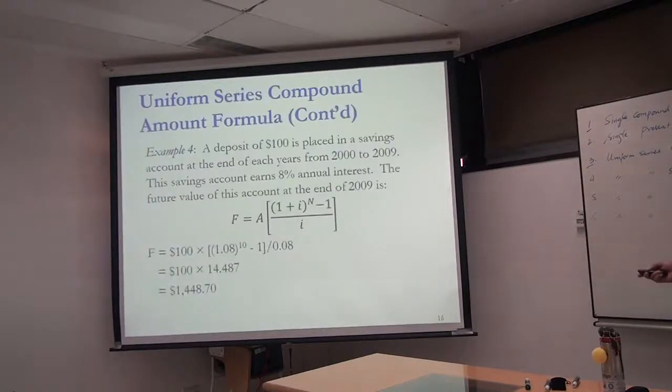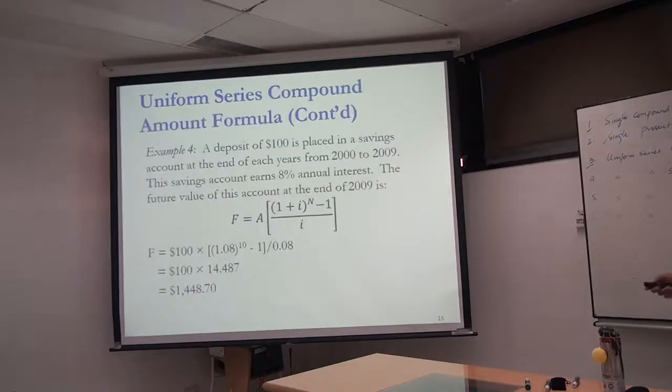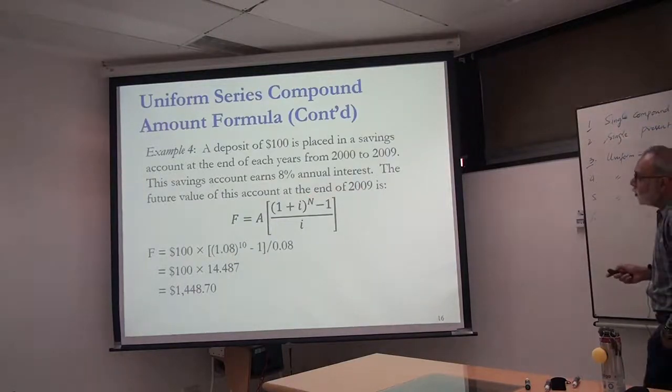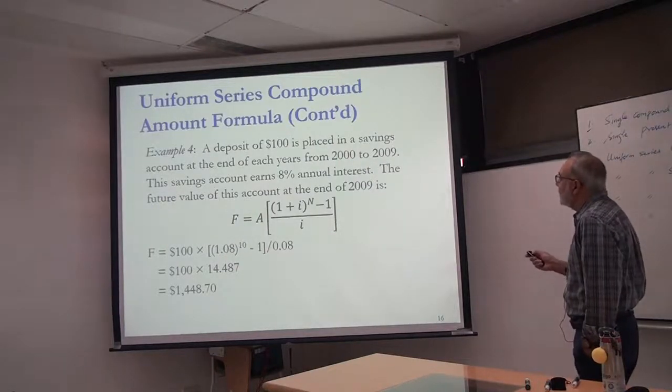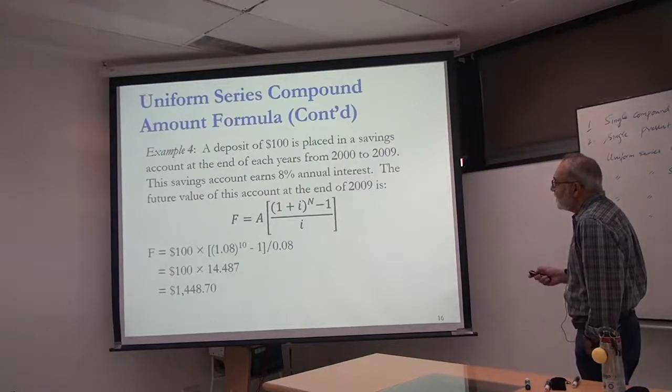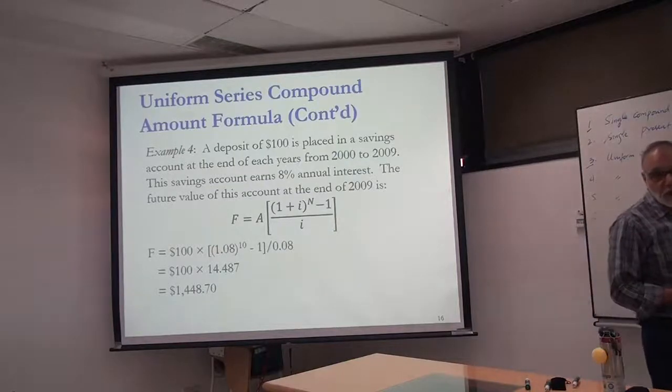Let's see an example for the uniform series compound amount formula. A deposit of $100 is placed in a savings account at the end of each year from 2000 to 2009. This savings account earns 8% annual interest. The future value of this account at the end of 2009 is, please note, we are putting in each year at the end, 2000 to 2009. So it becomes actually 10 years of payments, and n is over here 10, and we just apply this formula and we get the future value.